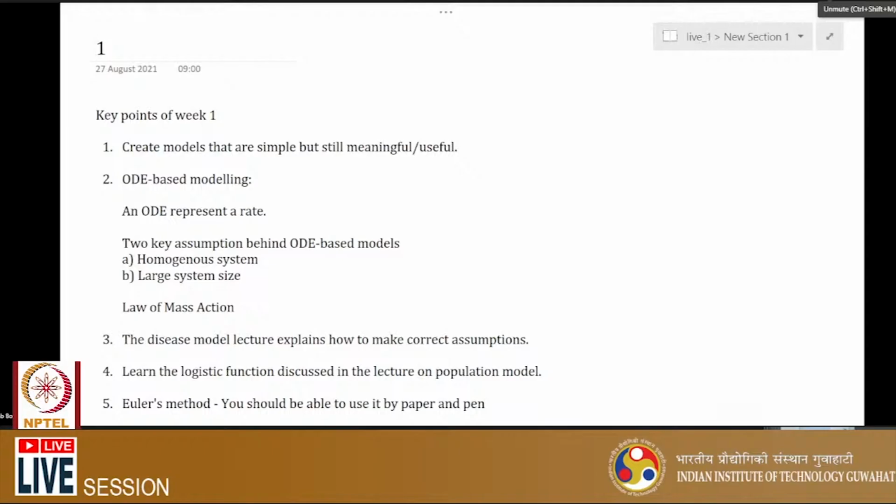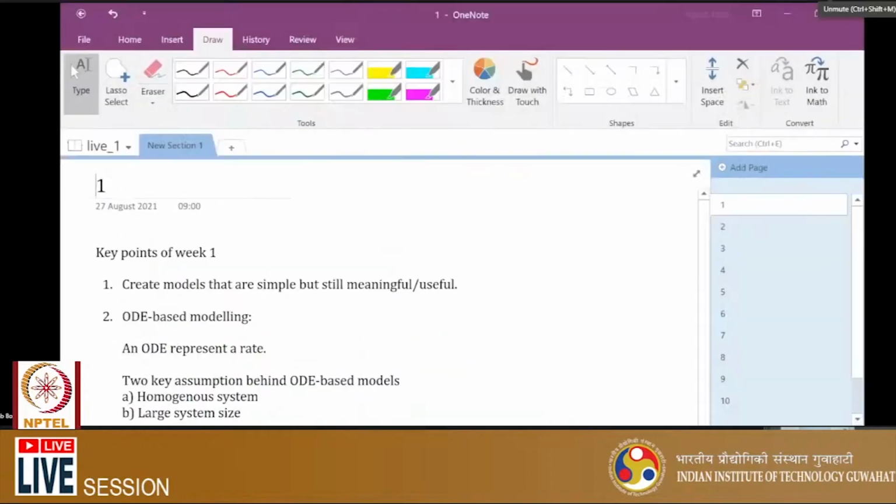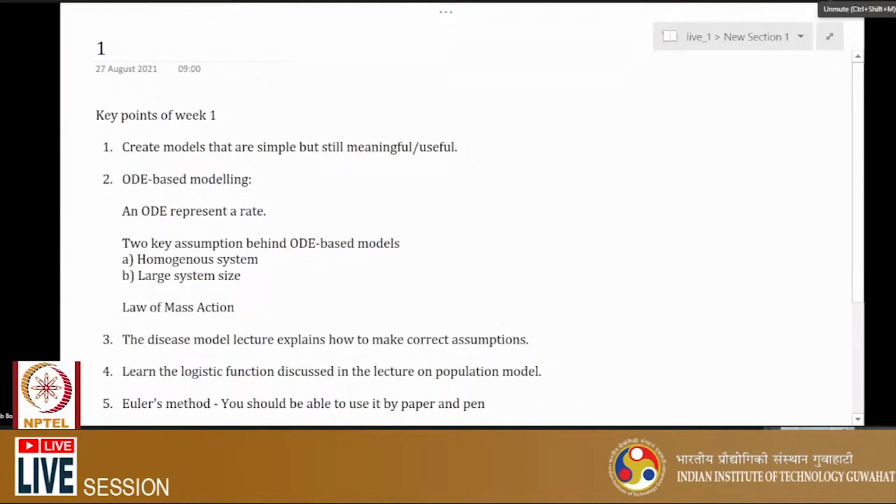I hope you have at least seen some of those videos and listened to some of those lectures. In these lectures, there are some key issues that we have to keep in mind. For example, for every mathematical model that you create, it does not matter whether it is ODE based or any model you are creating, the goal should be that it should be simple. So the first thing is create models that are as simple as possible.